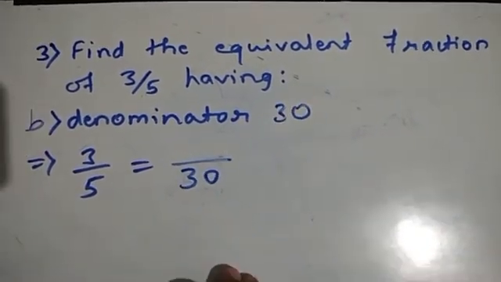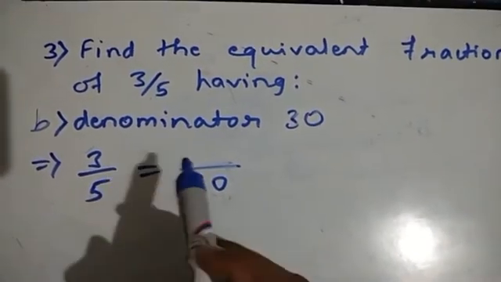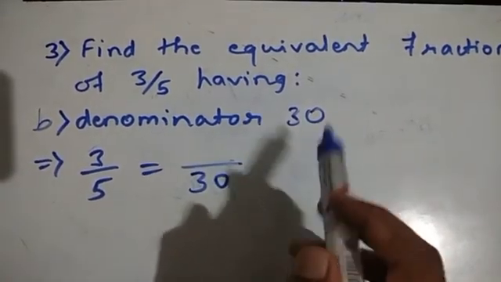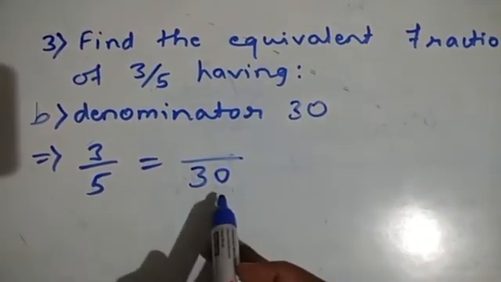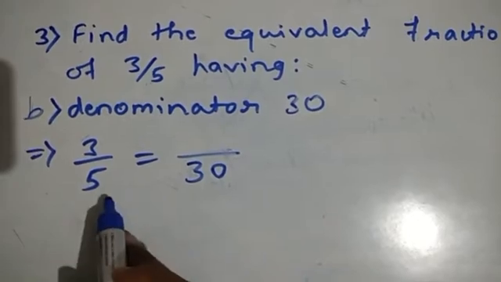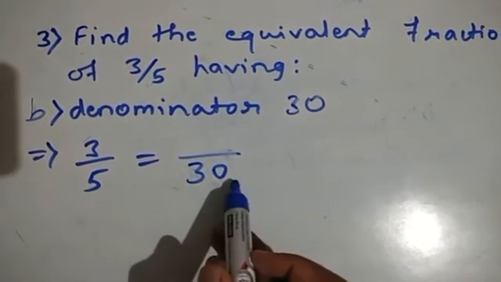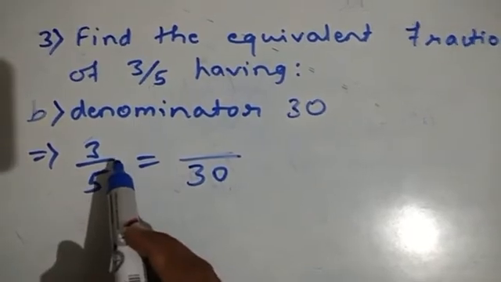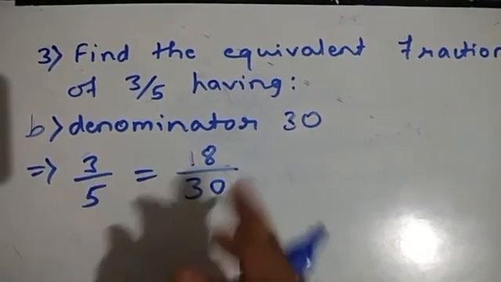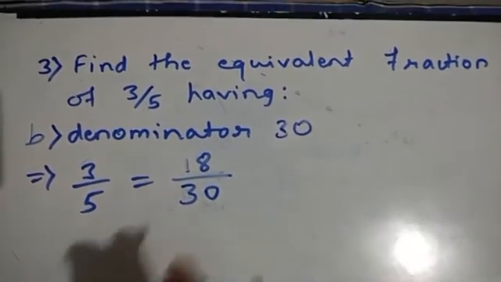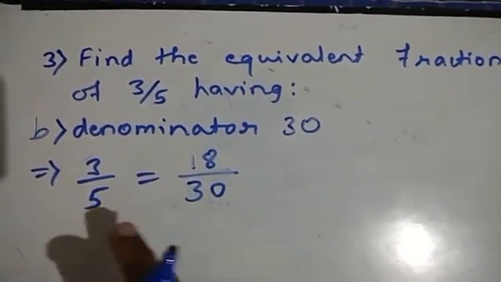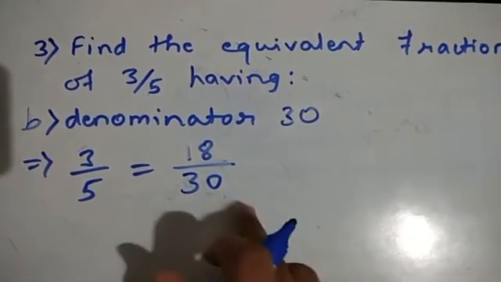See one more example in which the denominator must be 30. So here, to get this denominator 30, by which number have they multiplied this 5? They have multiplied this 5 with 6. 5 6s are 30. So multiply this 3 also by 6. Therefore 3 6s are 18. Therefore 18 upon 30 is the equivalent fraction of 3 upon 5 with denominator 30.